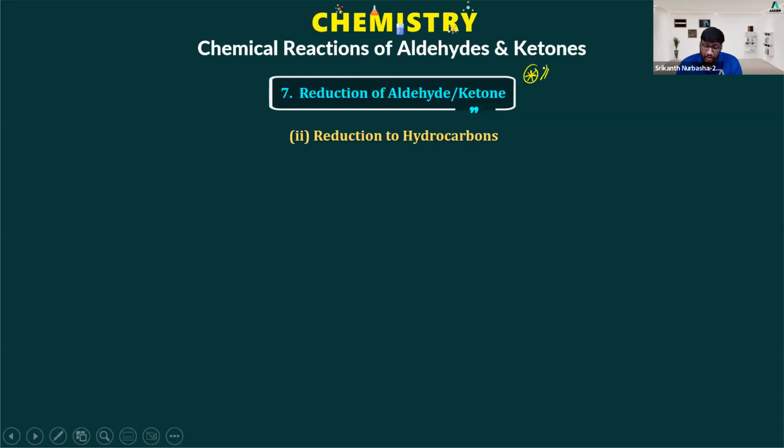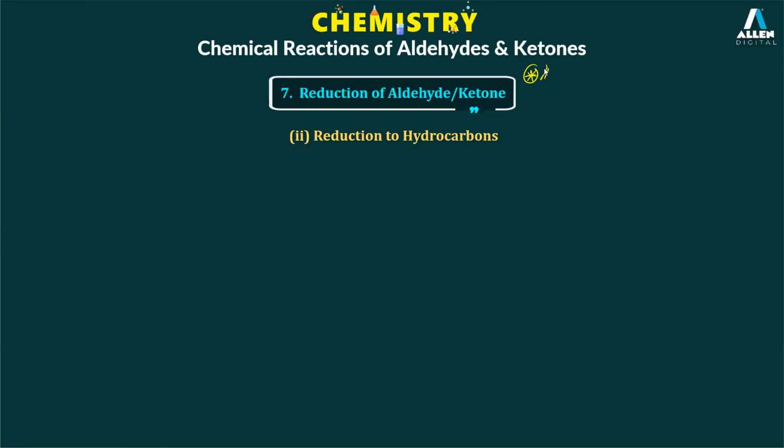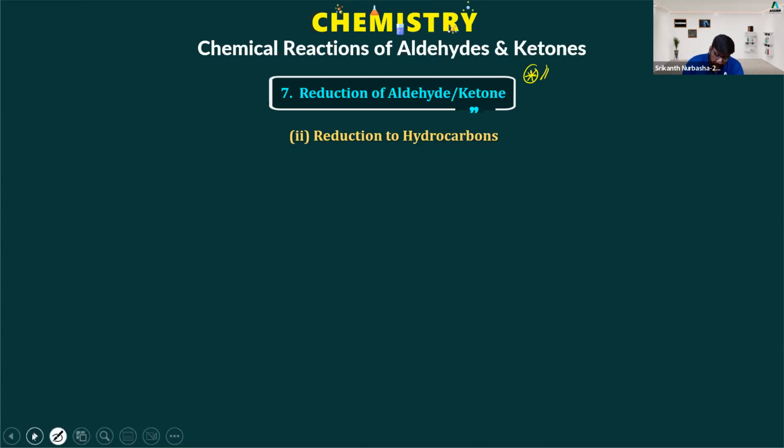Reduction of aldehyde or ketone to hydrocarbons. What are the reactions which you can study here, students? Reduction to hydrocarbons: Clemmensen reduction, Wolff-Kishner, and red phosphorus also you can think of. Like C=O is going to be converted here.